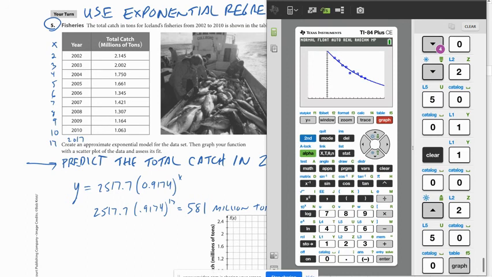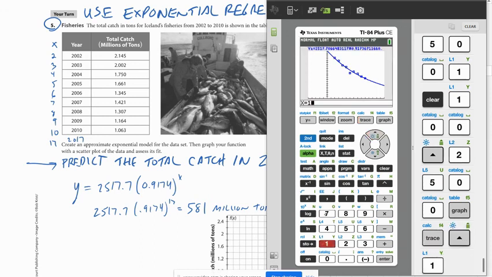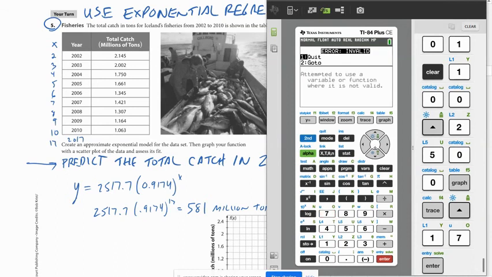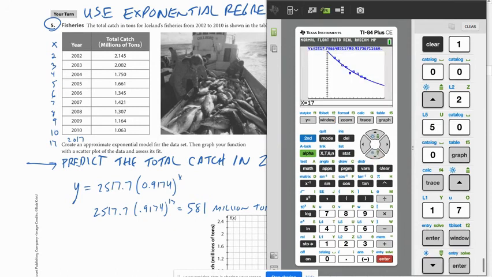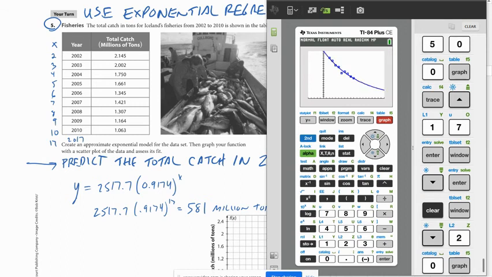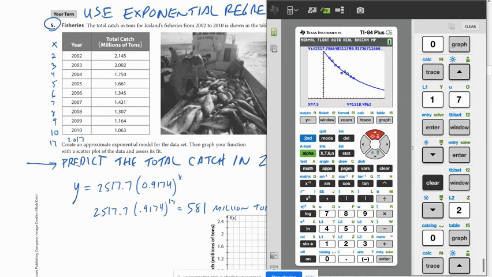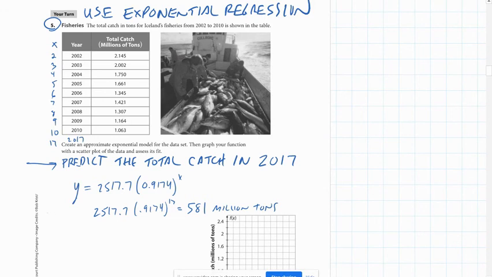And then from that, we could press trace. And right now it's tracing the plot. So we up arrow until it's tracing curve y1 and type in 17, enter. Oh, it's off the screen. So we need to change our window so that it's on the screen. So before I can do this, I need to go to window and make my x values go up to 20. Now it'll let me trace. So trace, up arrow to get on y1, type in 17, enter, and now it does give me an answer of 581, same answer we got the other two methods. So the total tons of fish caught in the year 17 is about 581 million tons.